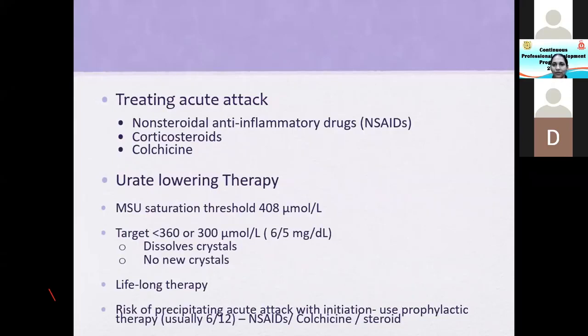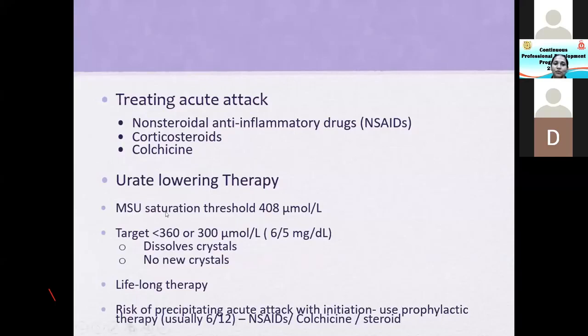Now, after you treat, say, a patient who has established gout, who comes with an acute attack, if they're already on urate lowering therapy, you continue the urate lowering therapy. But if this is the first presentation, you do not initiate urate lowering therapy while the patient is having the acute attack. You have to wait till it subsides to start the urate lowering therapy.